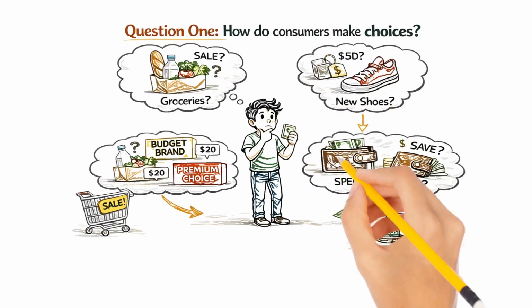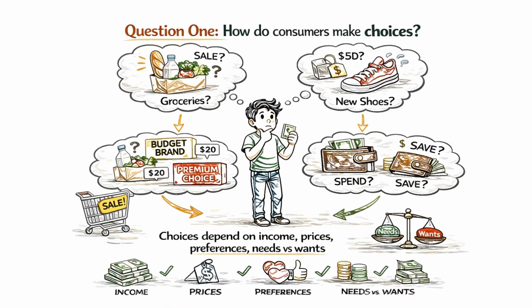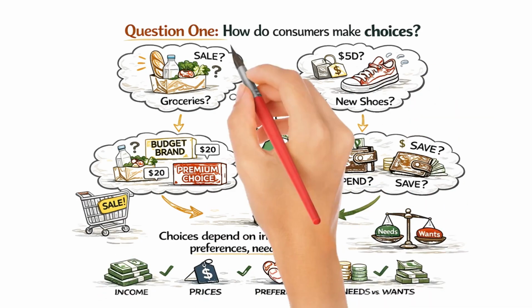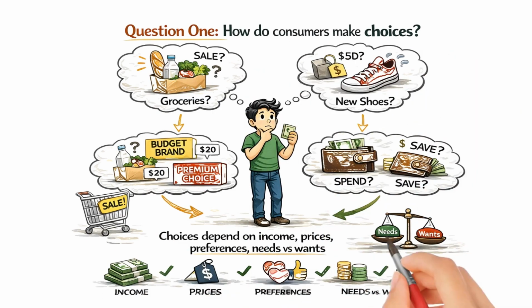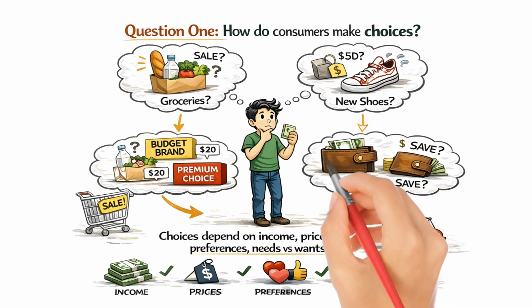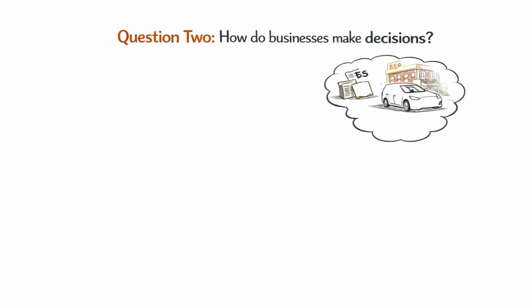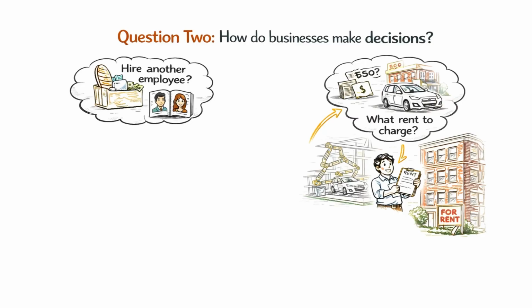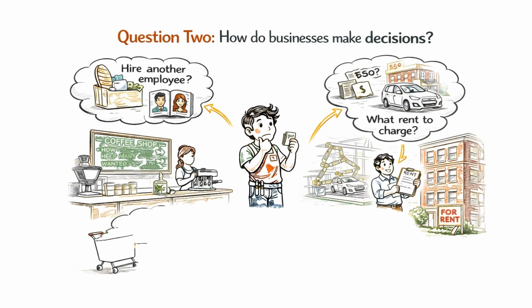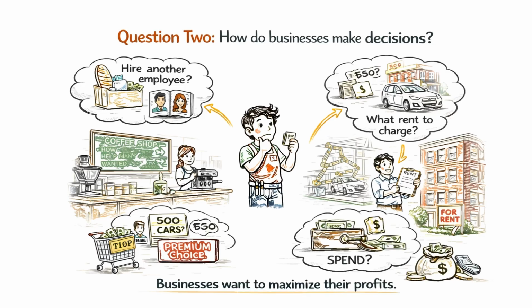You walk into a store with $50. Do you buy groceries or new shoes? Do you buy the cheap brand or the expensive one? Do you spend it all or save some? Microeconomics studies what drives those decisions: your income, the prices you see, your preferences, your needs versus wants, the trade-offs you're willing to make. This is called consumer choice theory, and it explains why demand exists, why you want certain things and not others, why you buy more when prices drop and less when prices rise.